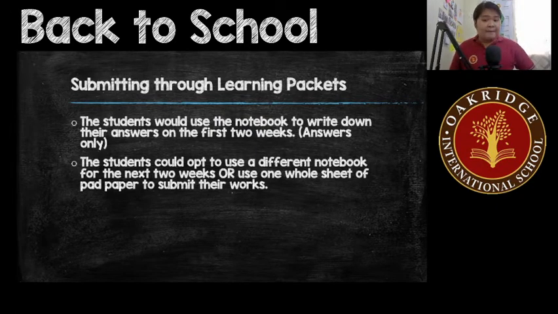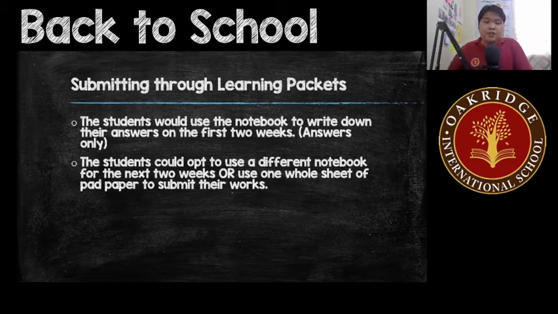You're going to be having your notebooks. That's what your notebooks are for, those of you who are not going to be submitting them online. Okay, that's where your notebooks come in. You will put all of your answers in the notebooks. Okay, and I would only require you guys to put there your answers, just the answers only.